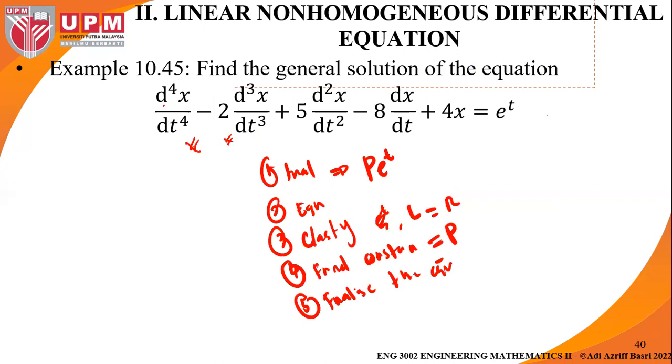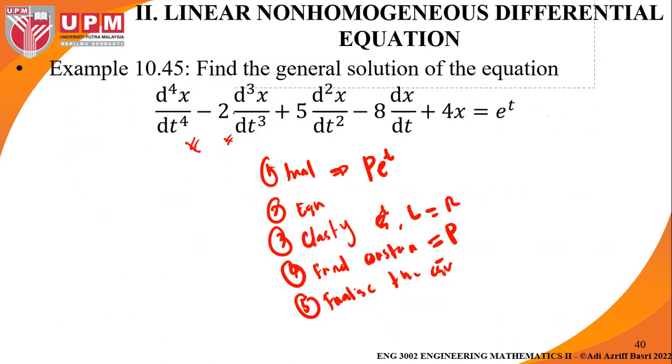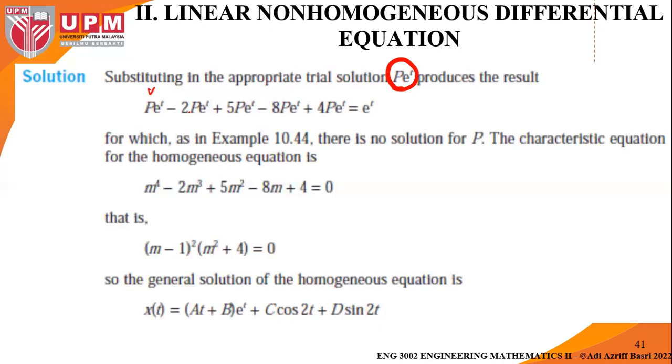Okay, the first one is differentiation 4 times. So we differentiate P exponent T 4 times, it becomes P exponent T, same. Then the second one is negative 2, differentiation 3 times, negative 2P exponent T. The third one is 5, differentiate 2 times, 5P exponent T. Then the constant is negative 8, negative 8P exponent T, plus 4 exponent T equal to 0. So this is your main equation.